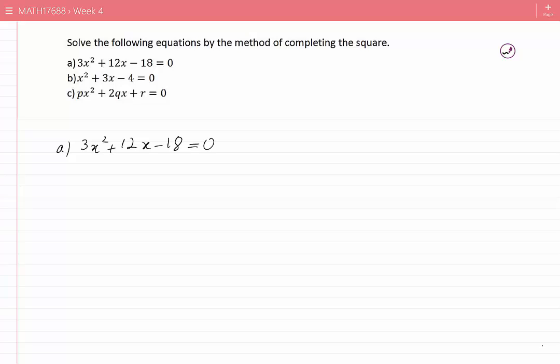Look at the leading term. The coefficient of the leading term is 3. Factor this coefficient from the first two terms. That would give you 3 times (x squared plus 4x), and then you have a minus 18 is equal to 0.